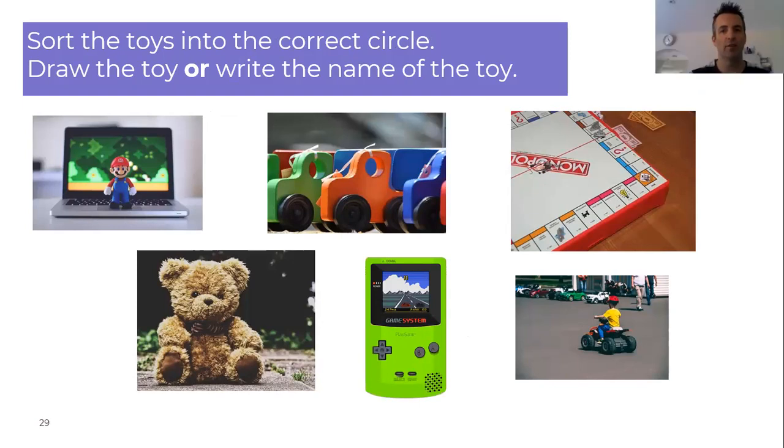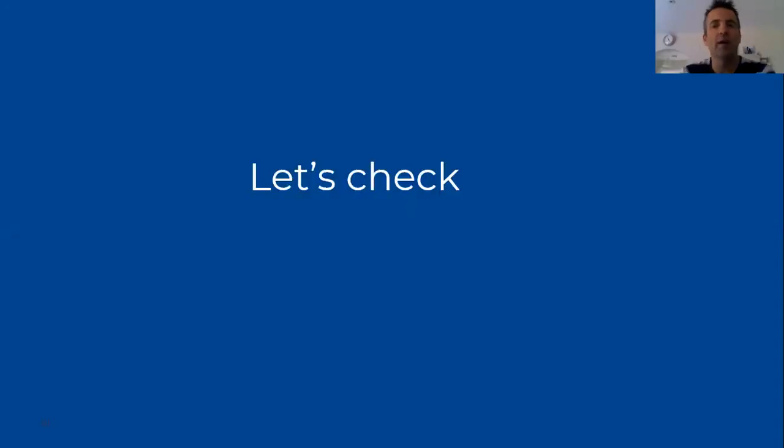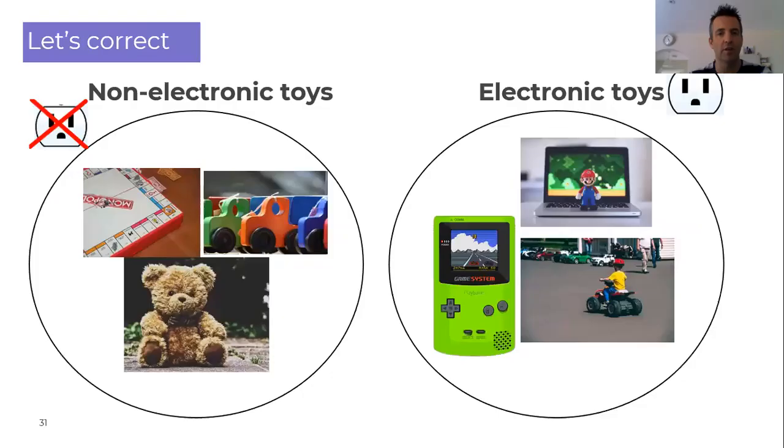Right, how did you get on? Let's have a look. Let's check the answers. And then if you got any wrong, then you can just edit your work by crossing it out neatly and drawing it in the correct box. But hopefully you're all good. Let's have a look.